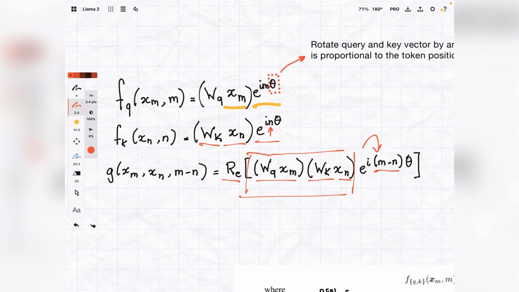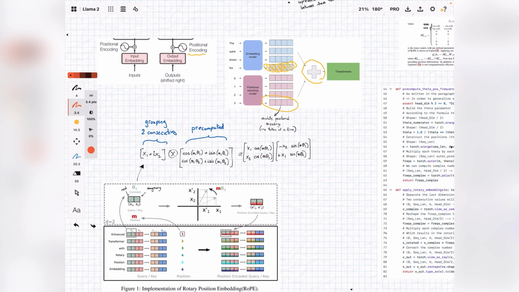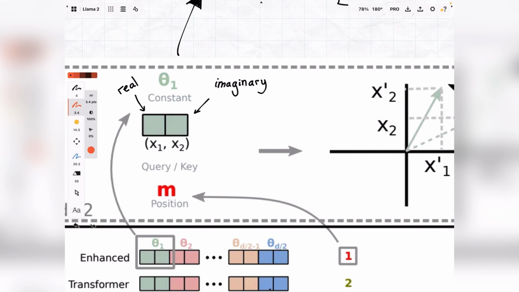We're going to dive a bit deeper just to illustrate that example. Let's just say we have a two-dimensional vector. Okay, we have this vector right here.